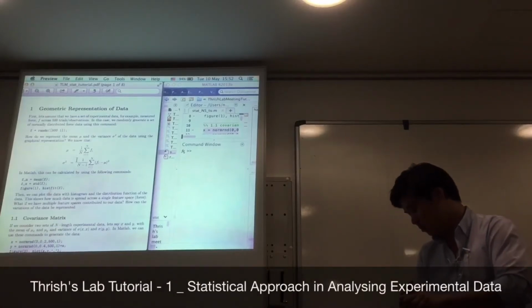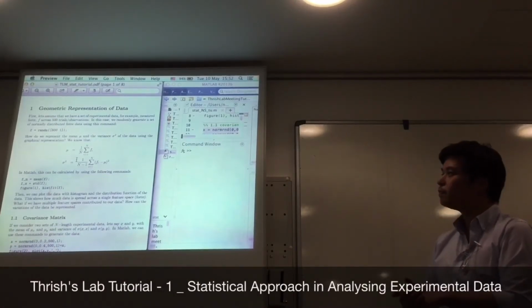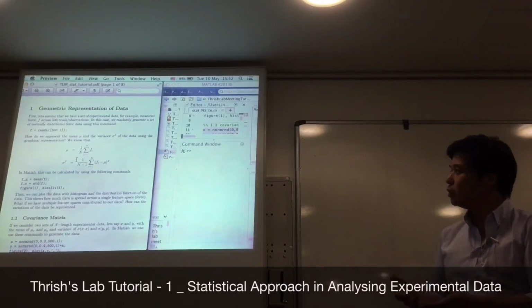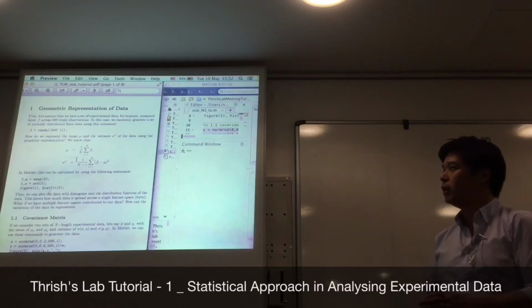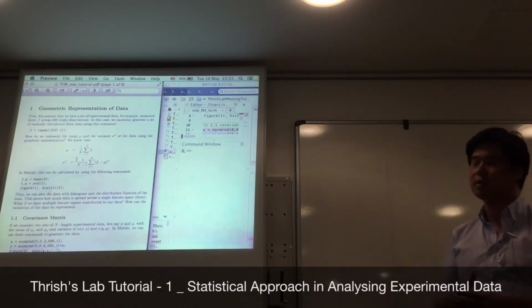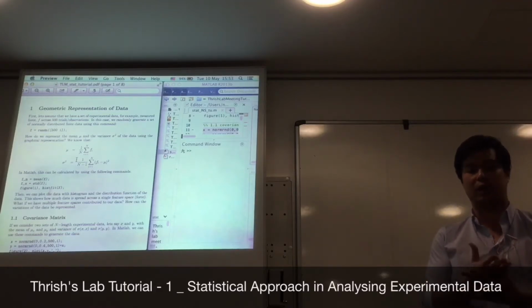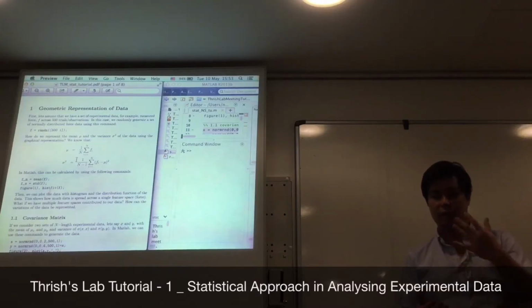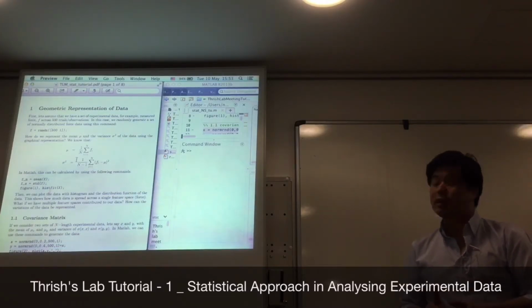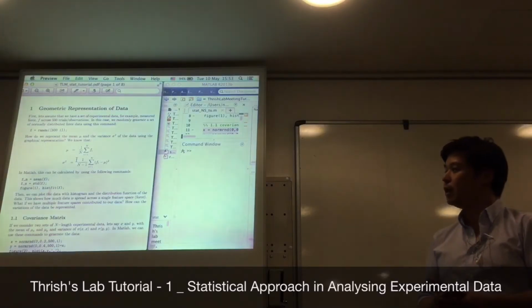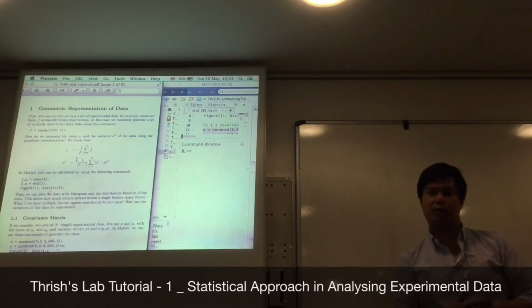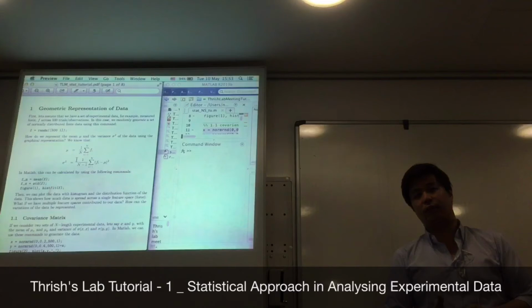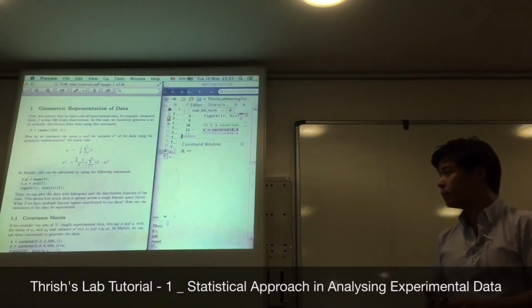Today I'll talk about two topics, mainly just to show how we can analyze our experimental data. The first is the geometric representation of data, like mean and standard deviation. How can we show the distribution of data in MATLAB, covariance matrix, eigen information, and how could we use those in order to predict or interpret the evolvement of our system.